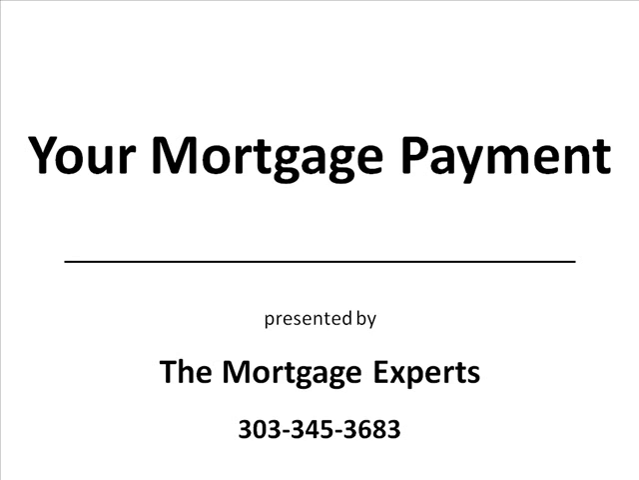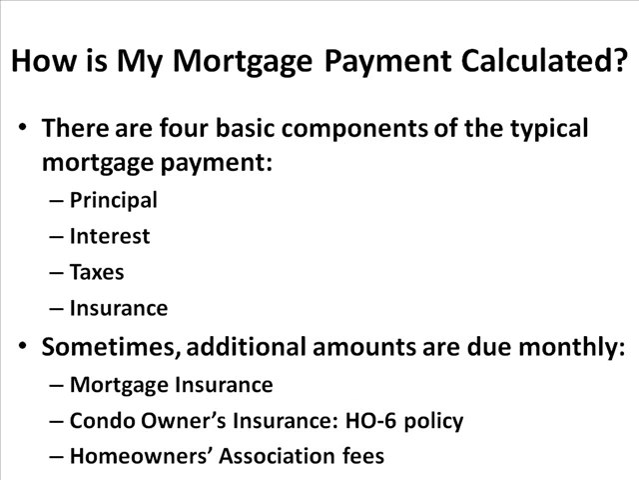In this video, we'll discuss what makes up your mortgage payment. How is my mortgage payment calculated? There are four basic components of the typical mortgage payment: principal, interest, taxes, and insurance, and sometimes there are additional amounts that are due monthly, such as mortgage insurance, condo owner's insurance, sometimes referred to as an HO6 policy, and homeowners association fees.